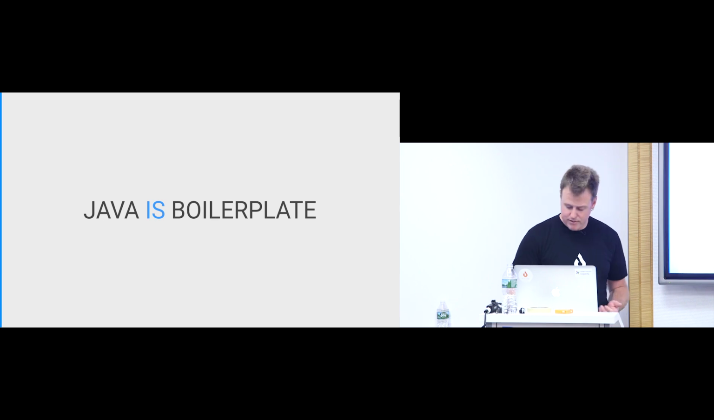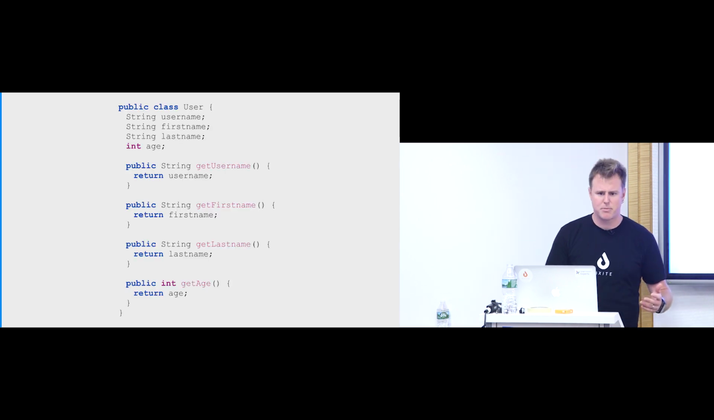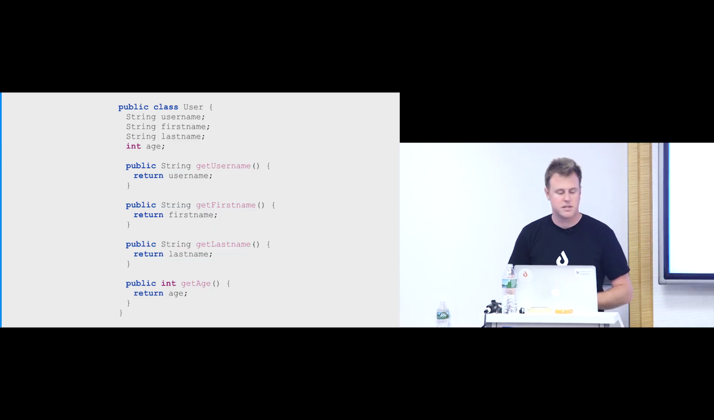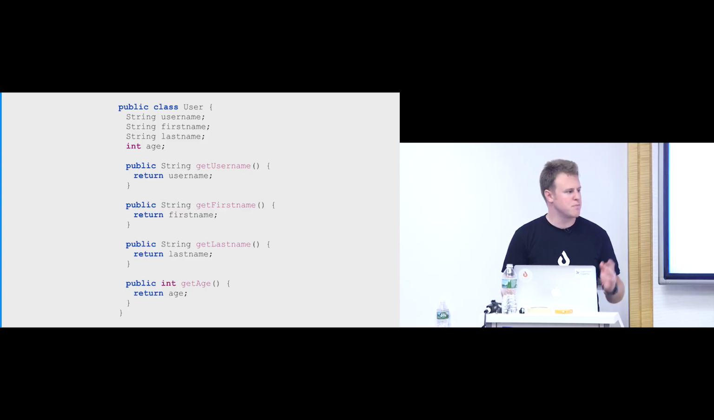So as an example of this, here's a pretty simple user class. This is a simple model class: username, first name, last name, and age. And then we have getters for each of those. Pretty simple. You know, if we had properties in Java, this would be 5 lines of code. But we've got getters, but we can handle that.